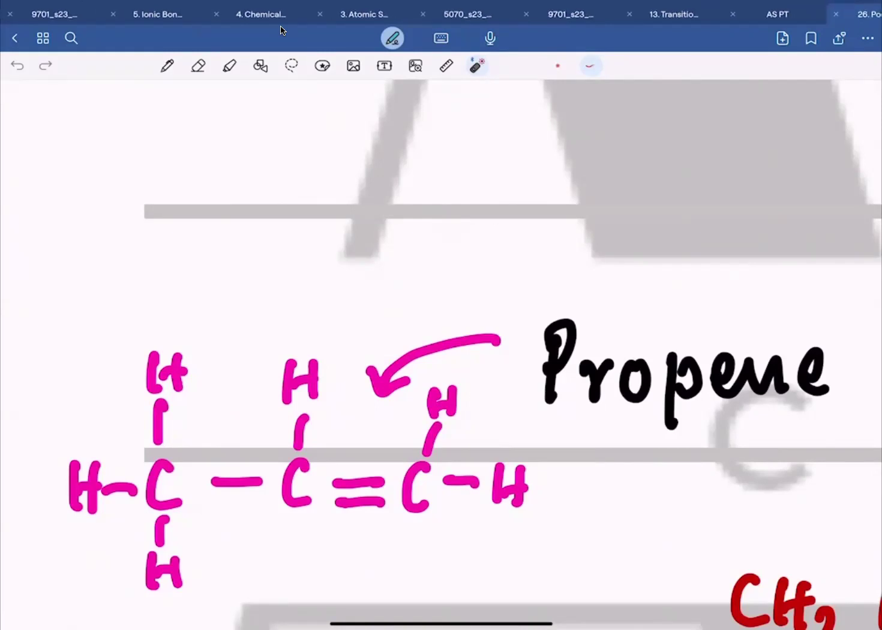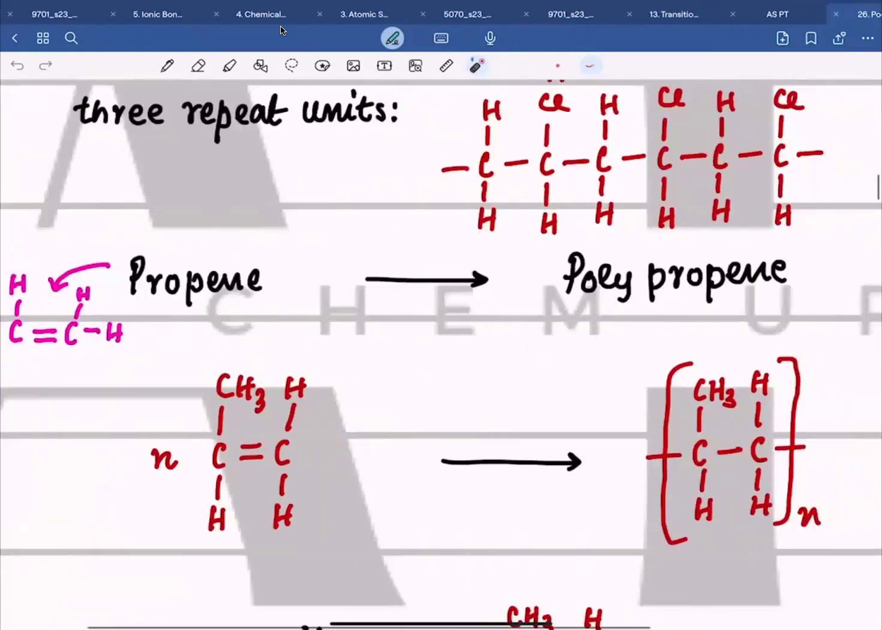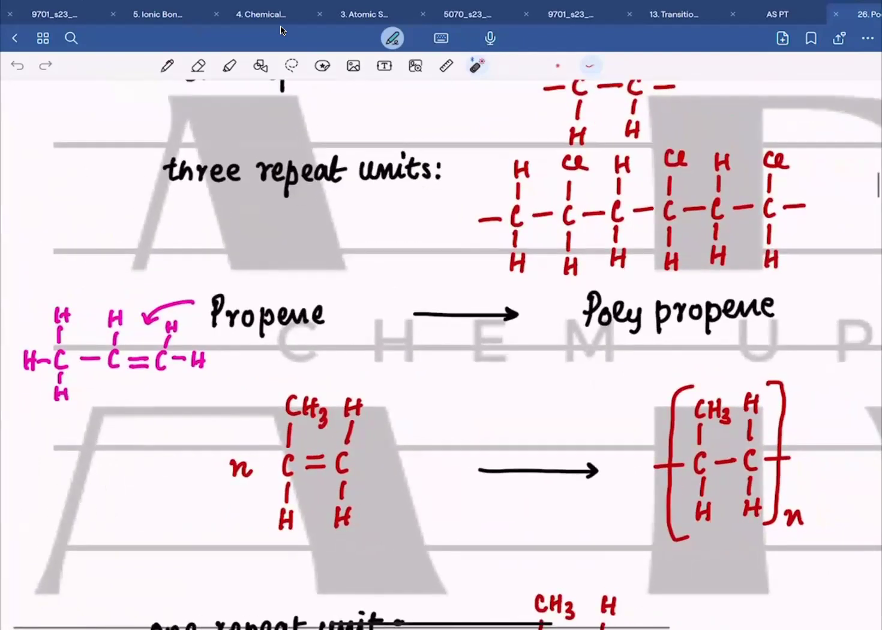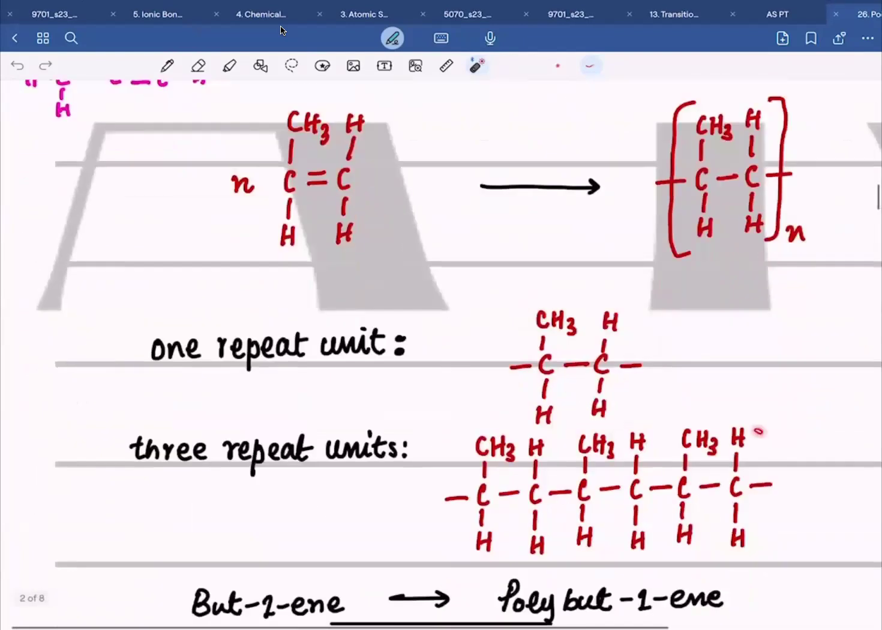Okay, is this clear to all of you? Now have a look at the equation. As I have told you, we just keep the carbons which have a double bond in the middle, and the rest of the groups which are bonded to these two carbons are placed vertically upward and downward. And then if you have to draw one repeat unit, you will do like this, and if you have to draw 3 repeat units, you will do like this. Is this understandable?